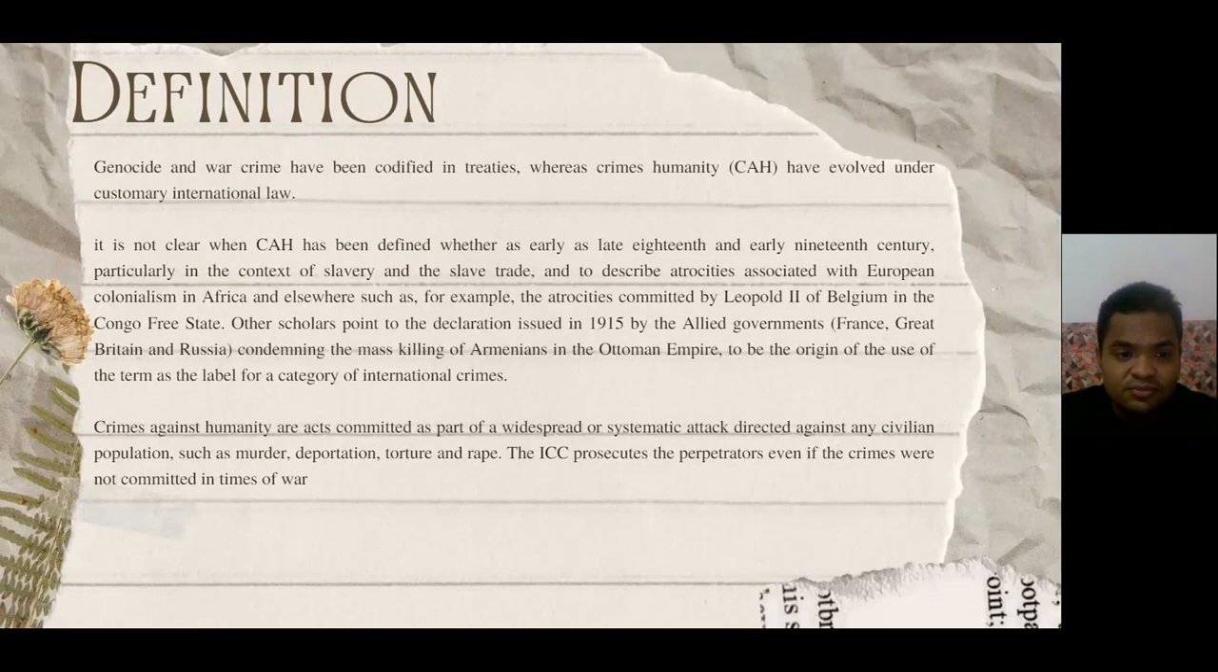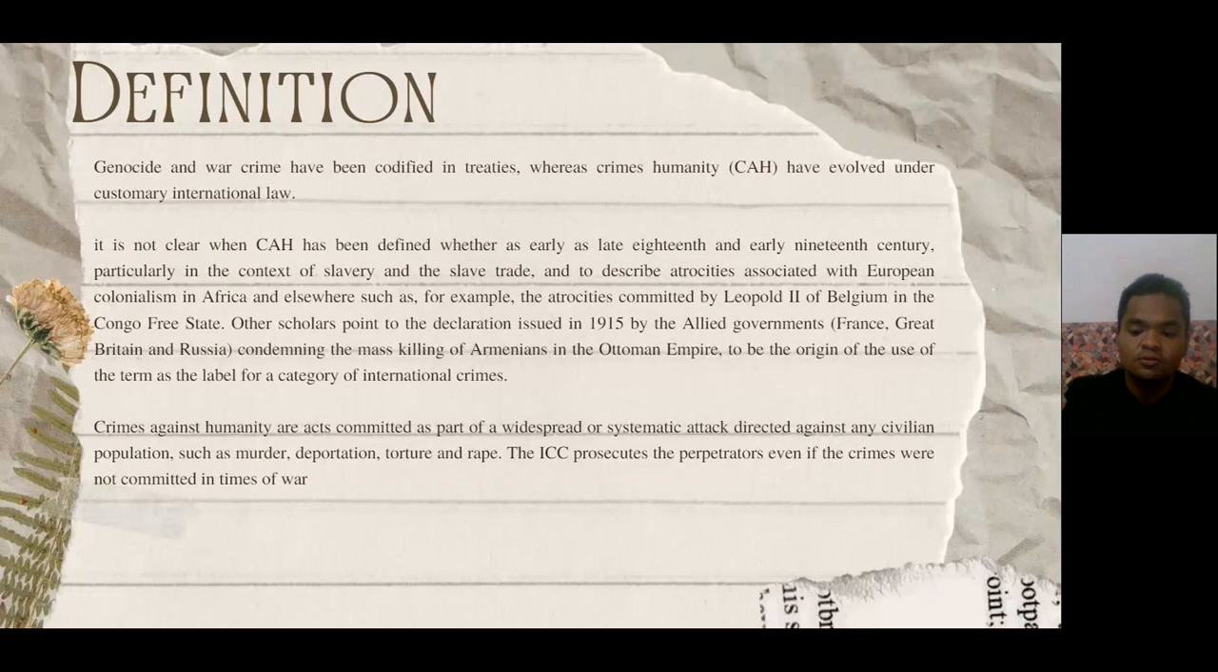Other scholars point to the declaration issued in 1915 by the Allied governments, France, Great Britain, and Russia, condemning the mass killing of Armenians in the Ottoman Empire, as the origin of the use of the term as the label for a category of international crimes. Crimes against humanity are committed as part of a widespread or systematic attack directed against any civilian population, such as murder, deportation, torture, and rape. The ICC prosecutes the perpetrators even if the crimes were not committed in times of war.